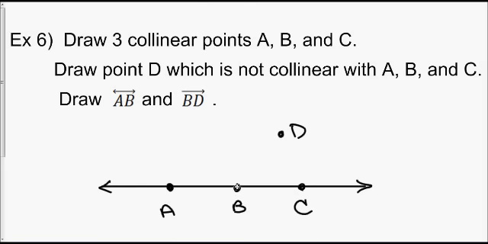And ray BD, so I need an initial point at B, and then the ray extending through point D and beyond, like this. So you're just really taking this problem one piece at a time, and we have everything that it asks for, so we're done.